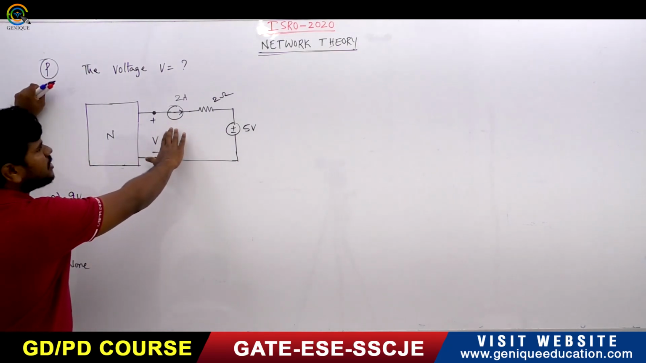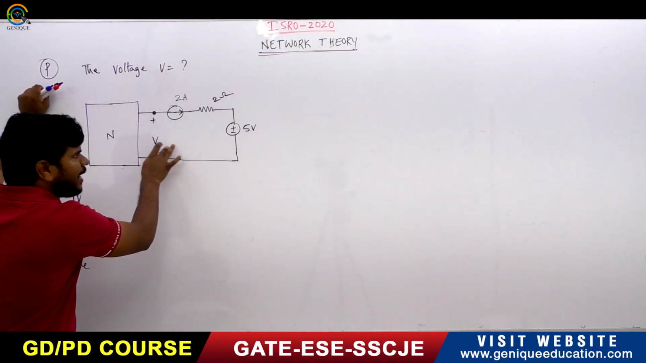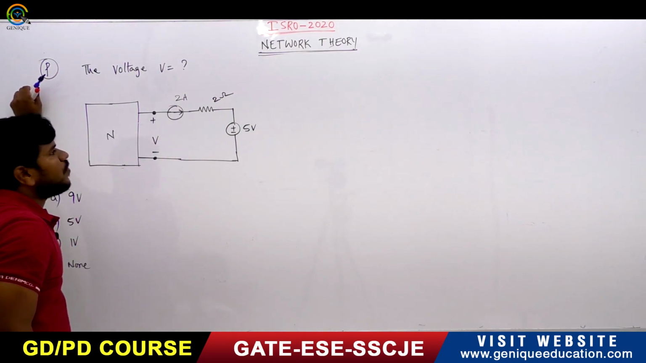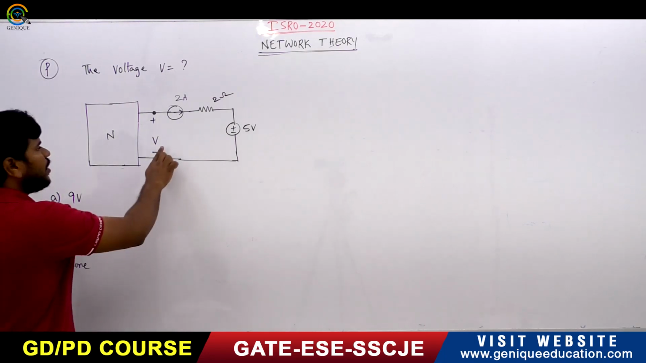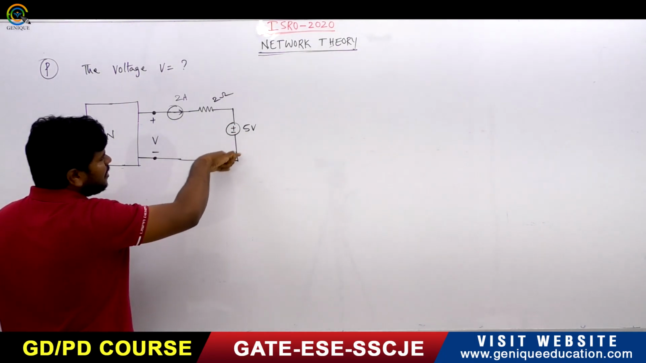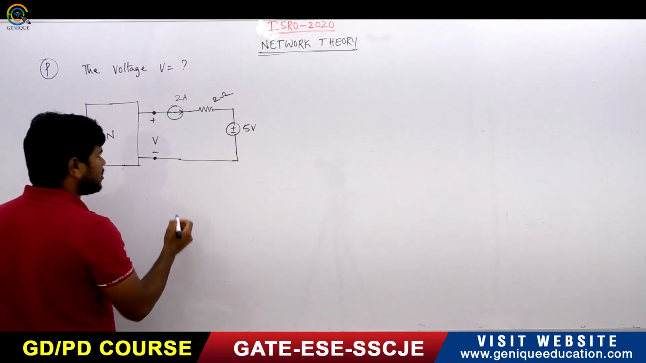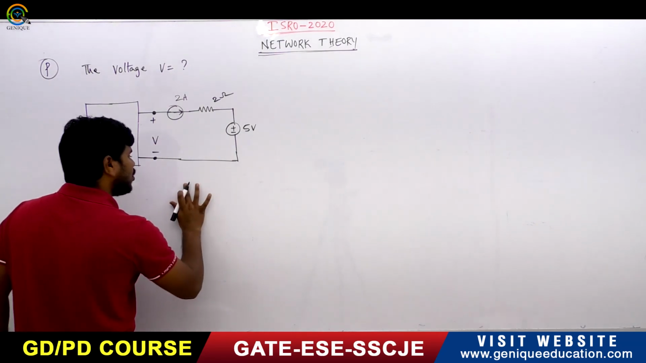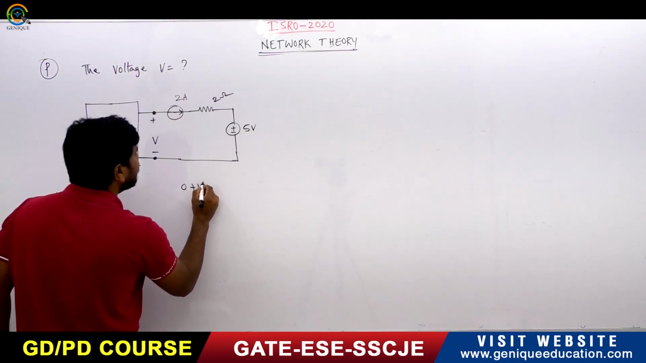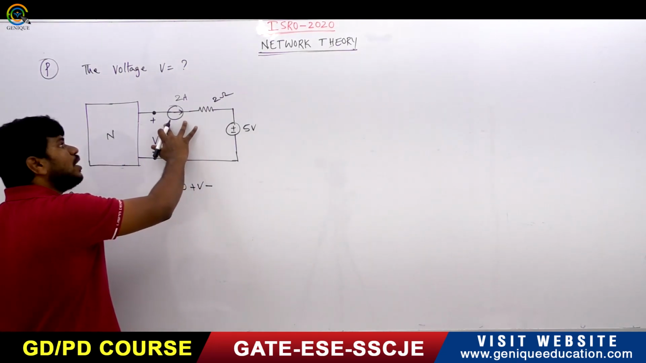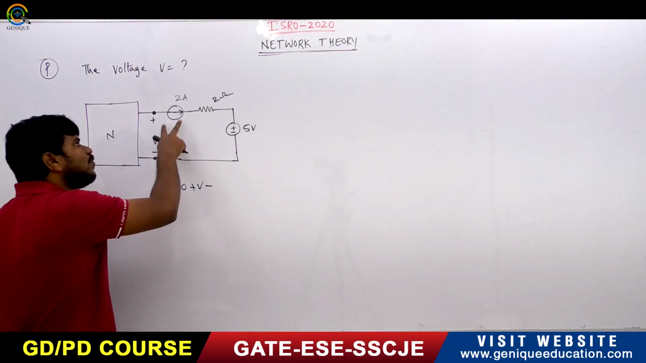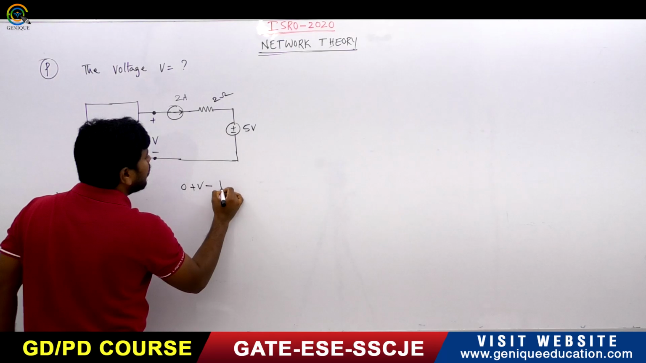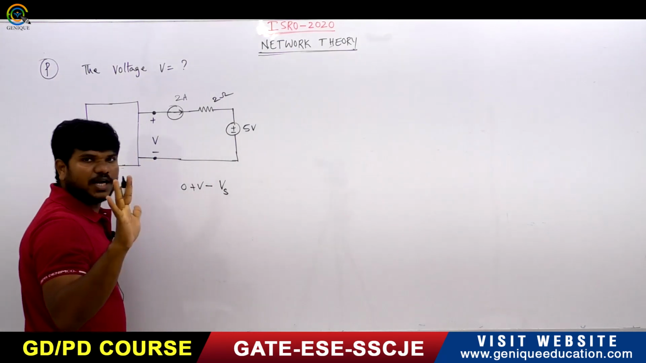To find this voltage, observe this. Can we apply KVL here? So how can we apply KVL? Now I am considering like this, right? So if I consider like this, what will it be? 0 plus V, minus, what is the voltage across this? The voltage across the current source is unknown.